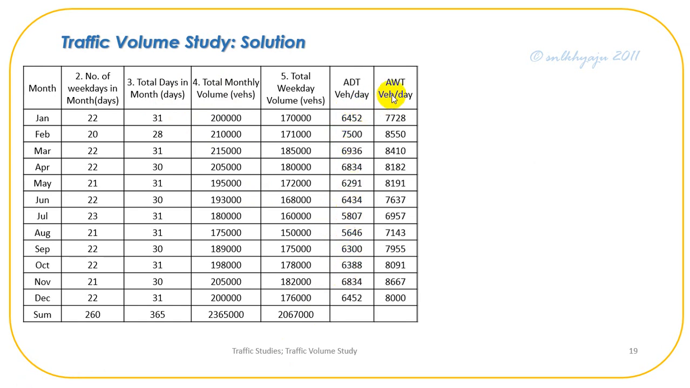table. And this is the last column for the average weekday traffic, and it can be determined from the relation: average weekday traffic equals total number of vehicles in a week counted for weekdays, that is 1,70,000, divided by total number of weekdays in the month, that is 22, and this can be calculated as 7,728 average weekday traffic. And likewise for each month, average weekday traffic can be determined as shown in table.